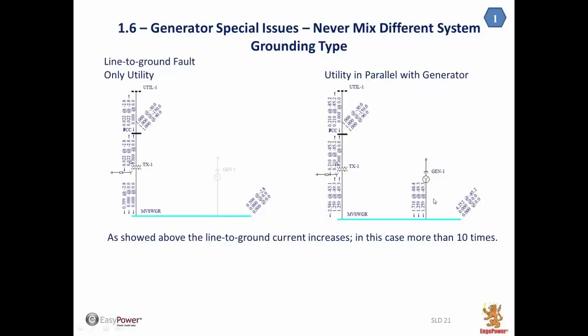And also, the generator contribution will be very, very high. In this case, the bus short circuit current is more than 10 times the line to ground fault current for the condition of the utility operating without the generator, when the generator is out of service.